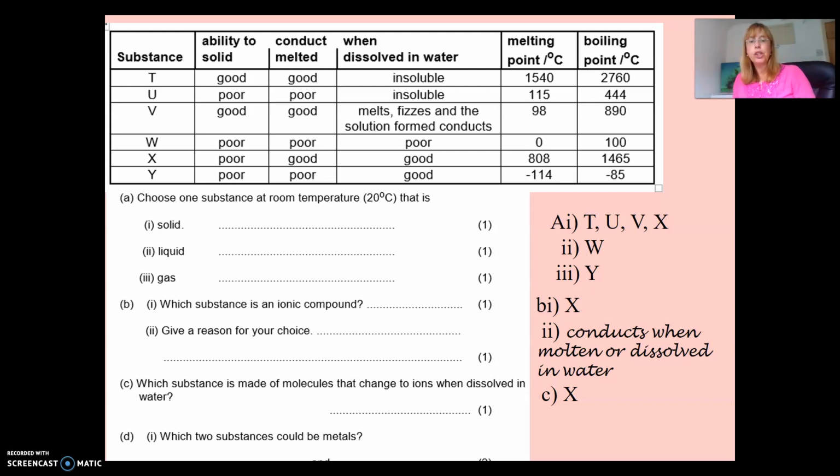And the last question, which two substances could be metals? V and T. What I was looking for here is that both V and T are able to conduct electricity as a solid, and they've both got relatively high melting and boiling points.